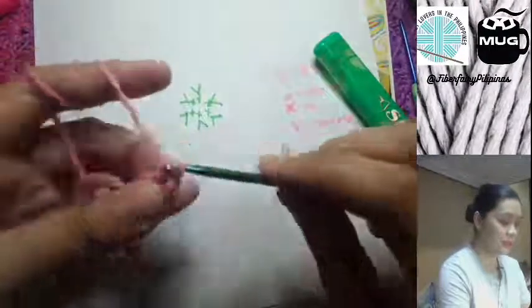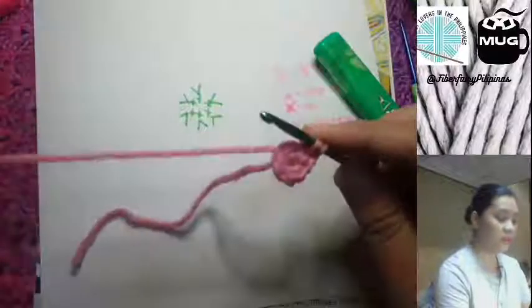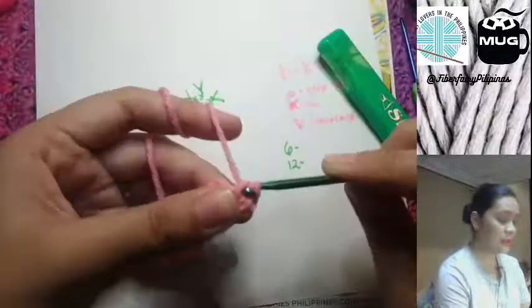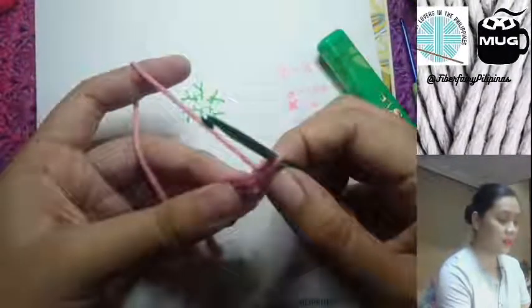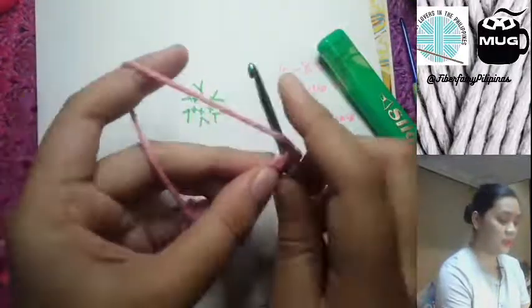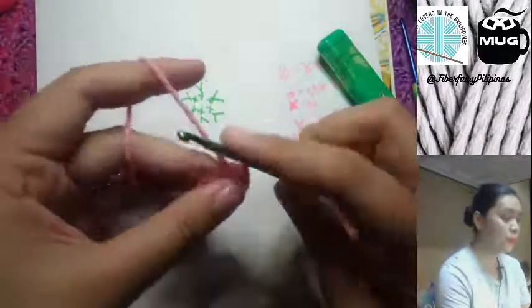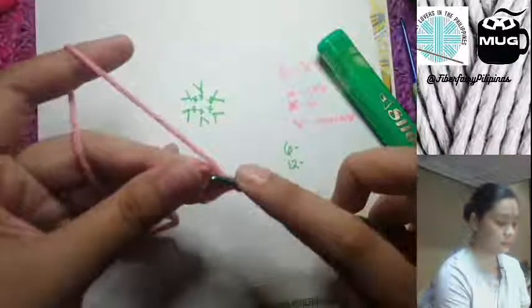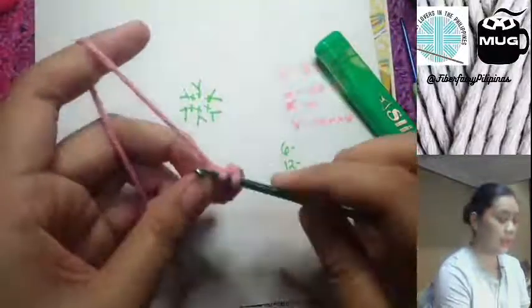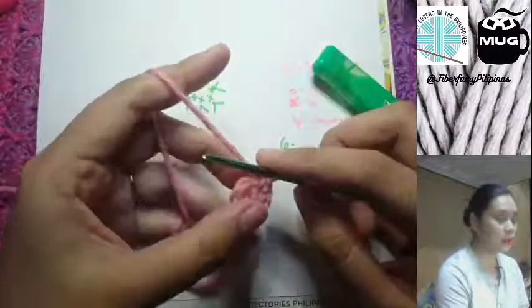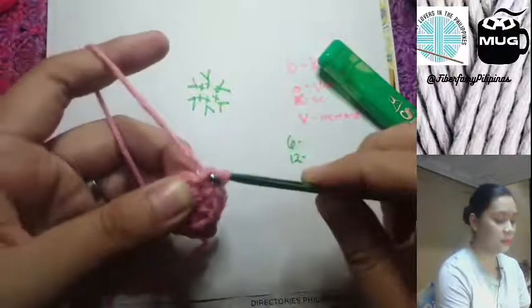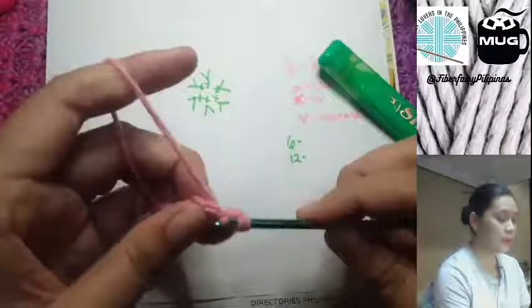Okay, and as you can see, I'm actually struggling on this part because my hook is probably not a match to the thickness of my yarn. So, but let's push through with this. Ayan. So, 2 stitches in 1, and that is your increase. And if you see this, if you are reading a pattern, minsan INC lang yung nakalagay, increase. And when they say increase, that means 2 stitches in 1 stitch.